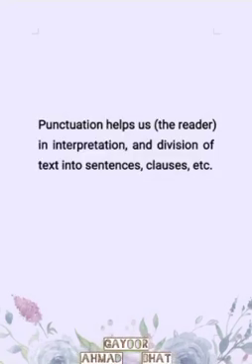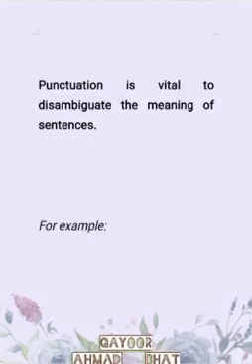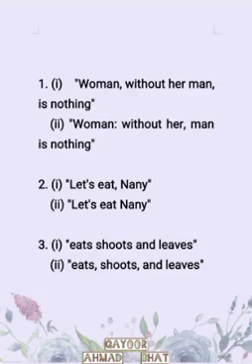Friends, punctuation helps us in interpretation and division of text into sentences, clauses, etc. Punctuation is vital to disambiguate the meaning of sentences. For example, consider these pairs of sentences. First pair: "A woman, without her man, is nothing" and "A woman: without her, man is nothing." Second pair: "Let's eat, Nany" and "Let's eat Nany." Third pair: "Eats shoots and leaves" and "Eats, shoots and leaves."